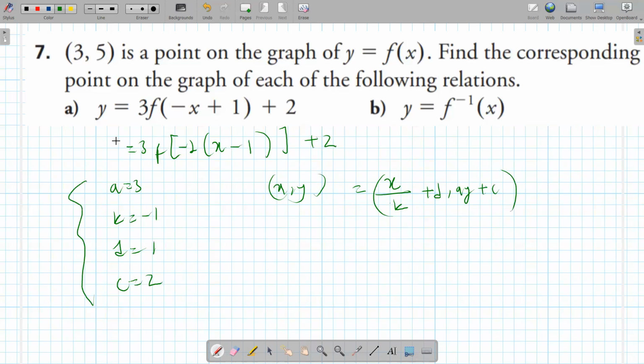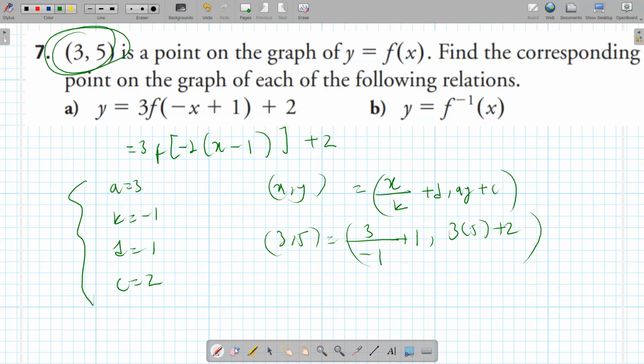And now see, we have every value. We just plug in. 3, 5 becomes 3 over negative 1 plus 1, comma 3 times 5 plus 2. Why did you put the 3 for the x? Because the point is 3, 5. This 3 has nothing to do with that 3. The x value is 3. You just sub it in and you find a corresponding point. So this becomes minus 3 plus 1 minus 2, 17, and that's the answer.